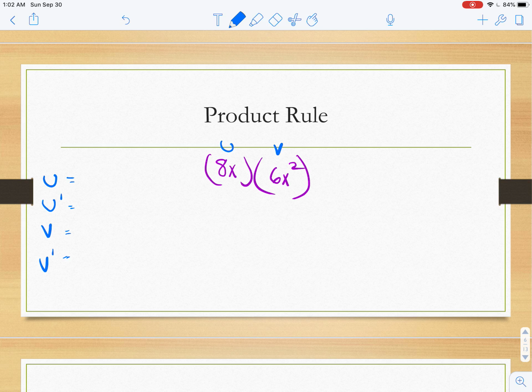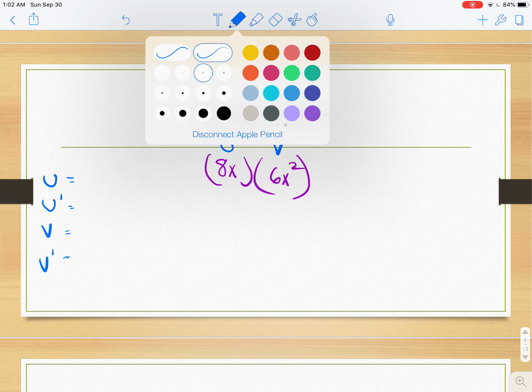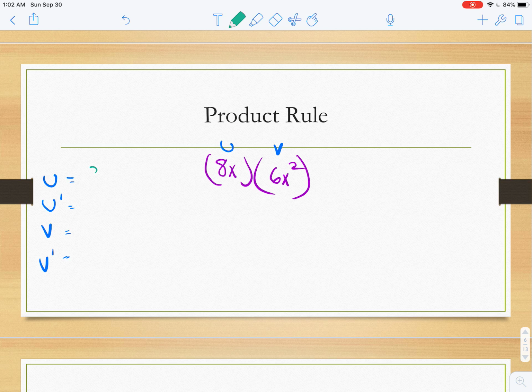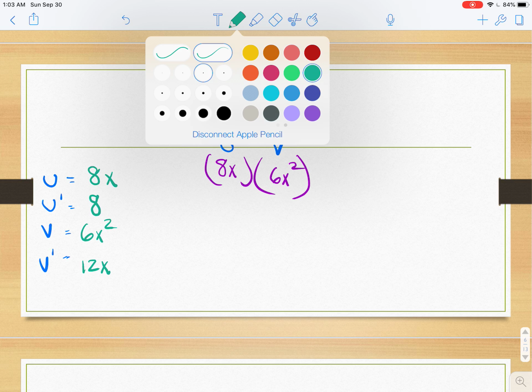So our u term is going to be our 8x, and our v term is our 6x squared. Now, the prime obviously is the derivative, so the derivative of 8x is what? 8. And the derivative of 6x squared is 12x.